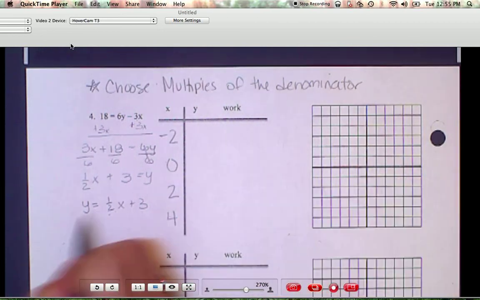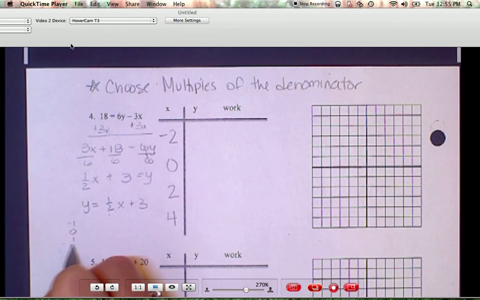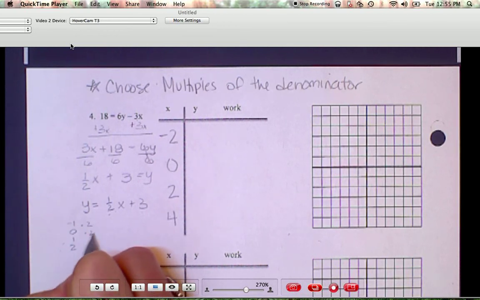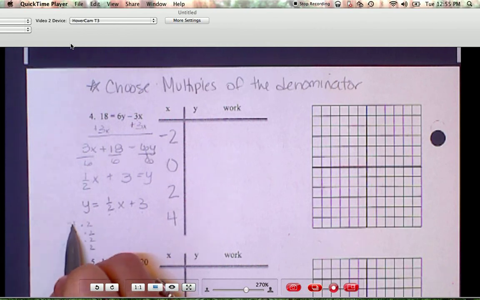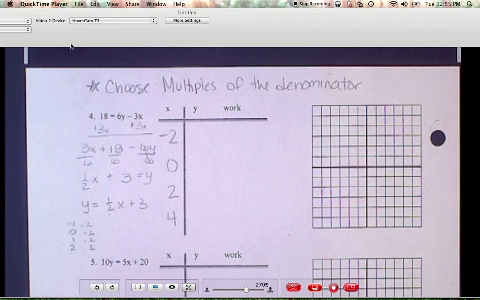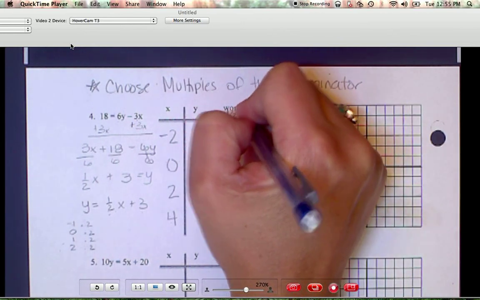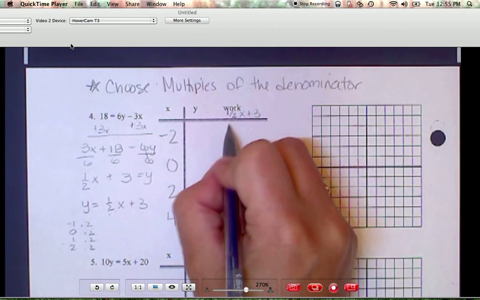So we are still thinking about the -1, 0, 1, and 2, but we multiply each of those by the denominator. And that's where these numbers come from. So -1 times 2 gives you -2. 0 times 2 is 0. 1 times 2 is 2. 2 times 2 is 4. Now, why did we do that? If we do that, then we won't have to deal with any fractions. So let me show you.